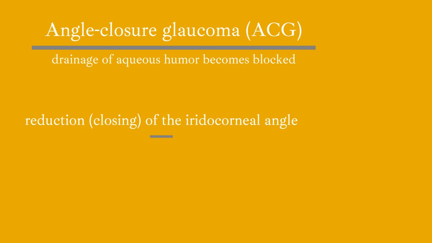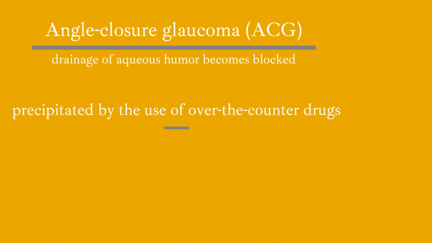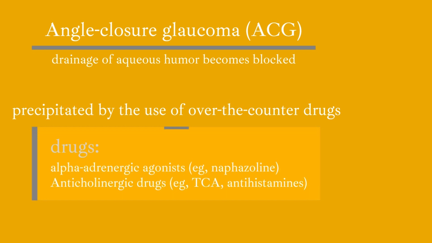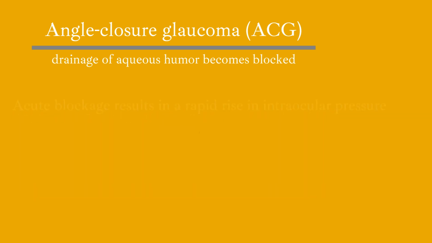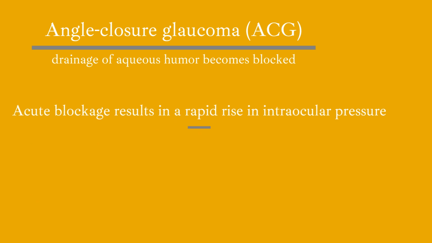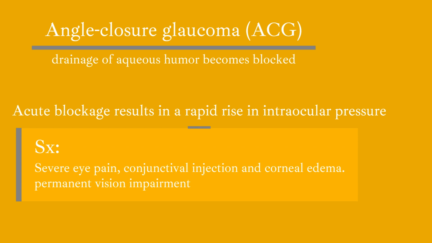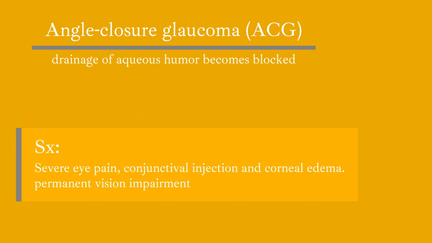Acute angle closure glaucoma may be precipitated by topical and systemic medications that cause pupillary dilation, such as alpha-adrenergic agonists, like naphazoline, and drugs with strong anticholinergic effects, like tricyclic antidepressants and antihistamines. Acute blockage results in a rapid rise in intraocular pressure that typically causes severe eye pain, conjunctival injection, and corneal edema, or haziness. If not corrected, the elevated pressure can damage the optic nerve and cause permanent vision impairment.